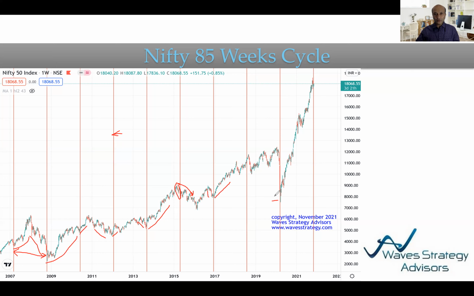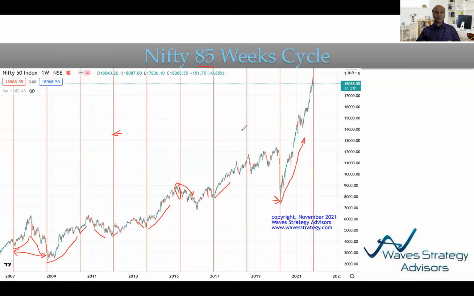And this low which is formed on the market in March 2020 in the pandemic was exactly on that cycle, and see the rally that we saw is huge and exorbitant rally. Now this is a very interesting, this is known as the concept of time cycle. Over here, this 85 is known as the period. You are trying to find a period.